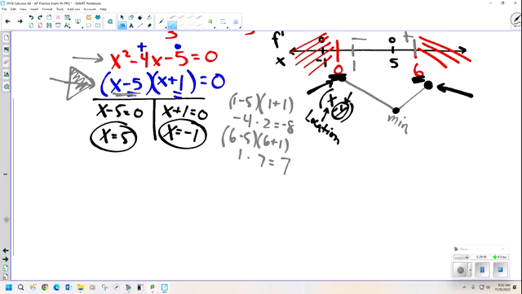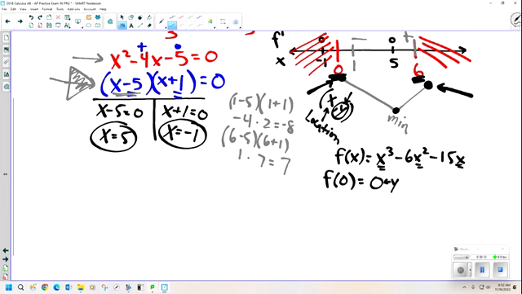Okay, so f of x equals x cubed minus 6x squared minus 15x. First of all, if I throw a 0 in there, I put a 0 in for everything. That makes everything 0. That's my y value at 0. So when x is 0, y is also 0. So at this point right here, the coordinate is 0, 0.